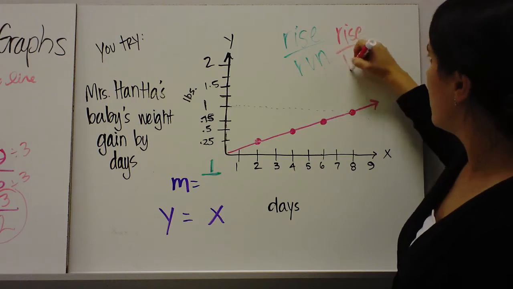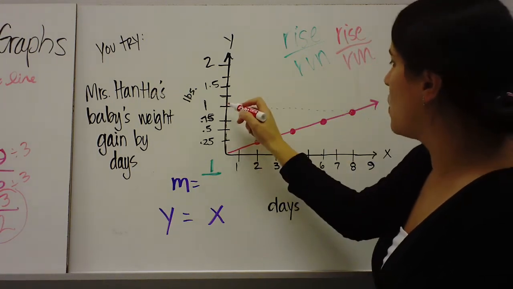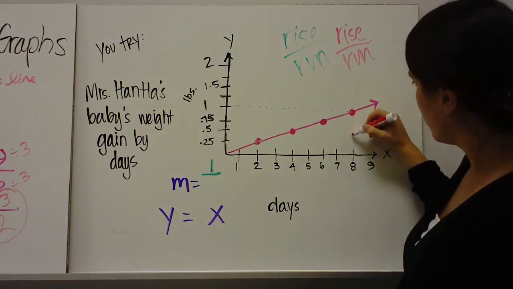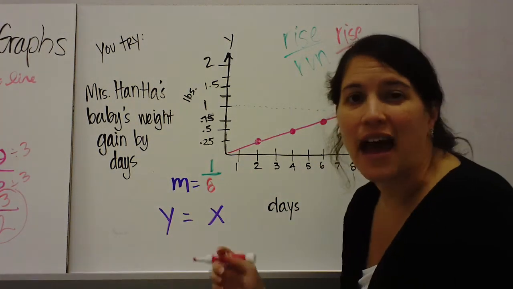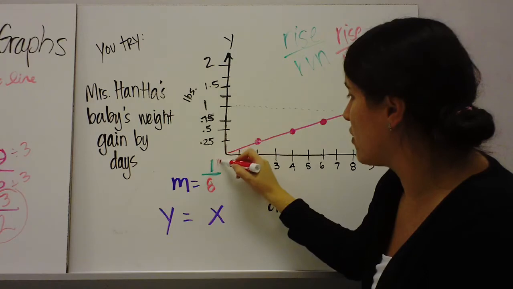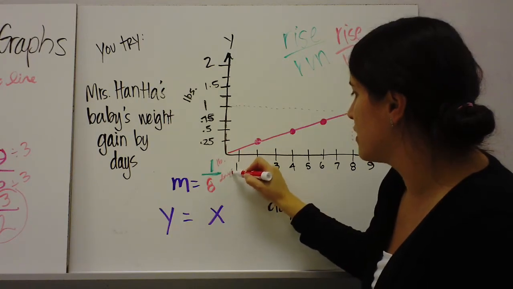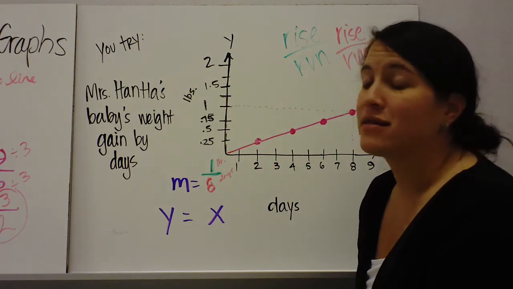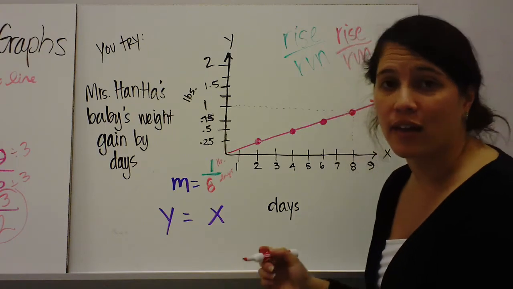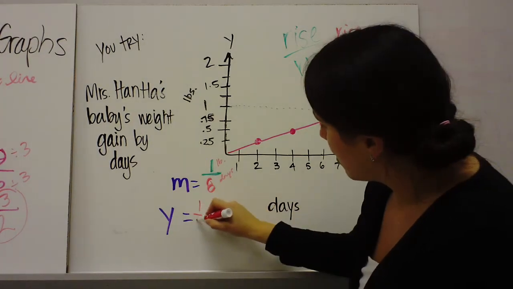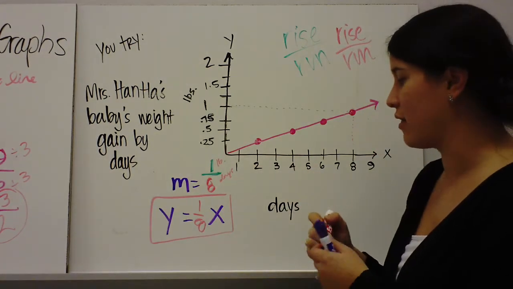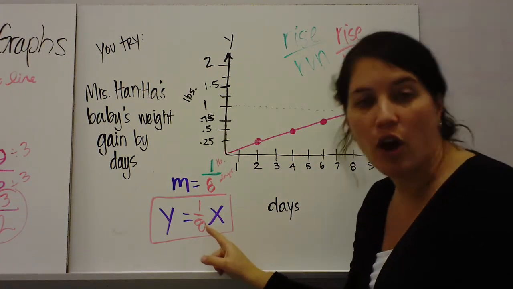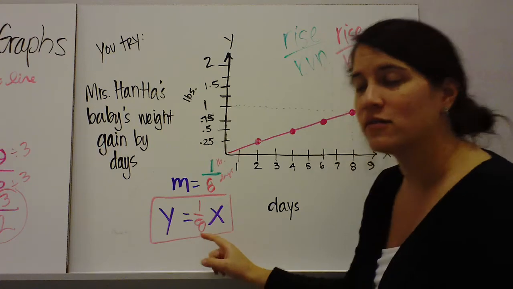Rise over run. So I went up 1 and over 8. So 1/8. That means my baby gains 1 pound in 8 days. And that was my slope. Can I reduce 1/8? No. So that means my equation is y equals 1/8x. So I hope you got that, 1/8.